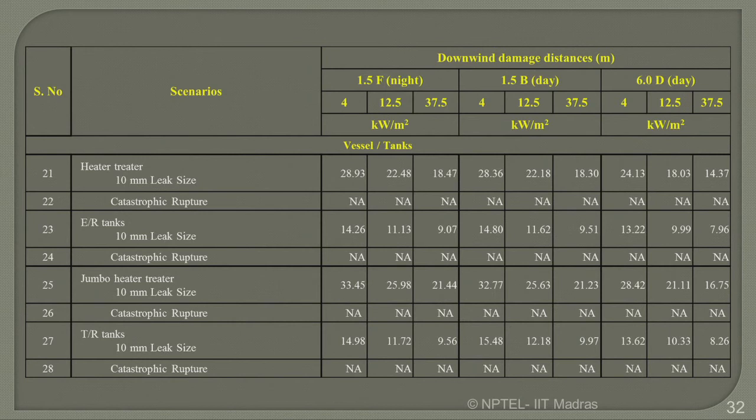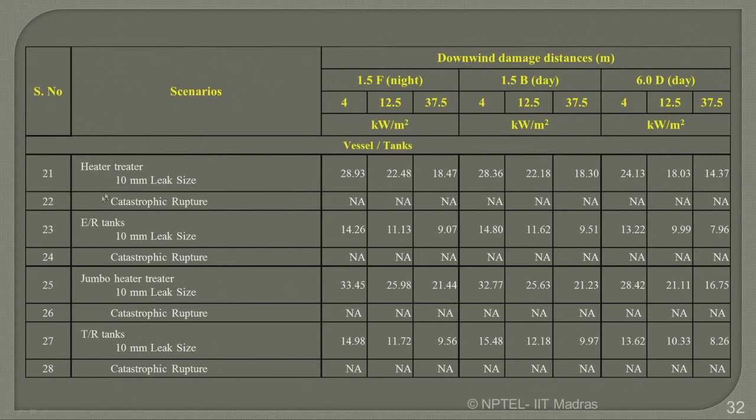Similarly, when we talk about the tankers, the different scenarios again in terms of downward damage distances are evaluated in terms of class for stability as F for night, B and D for daytime. In terms of radiation of 4, 12.5 and 37.5 radiation intensity in terms of kilowatt per square meter. Dear friends, these are the three categories of radiation intensity for a jet pool fire as recommended to be considered for safety studies as far as industry standards are concerned in India.